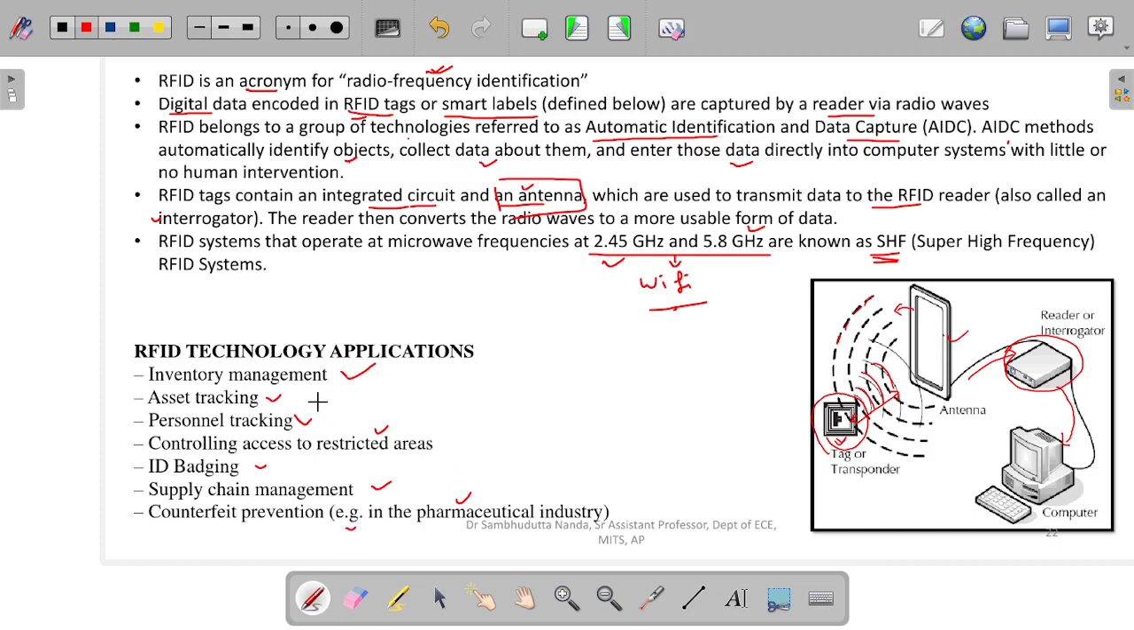So inventory management, as I said, warehouse and all. Then asset tracking, so if there is some product or some asset, it can be tracked with this. If it is going through a building, then through the different RFID readers it can be tracked where it is going. Then personal tracking, so say in any institute, the entry is based on the RFID tag. So these are basically related to ID badging also. Your ID card can also be an RFID tag through which you can be tracked. So these are the different applications of RFID.